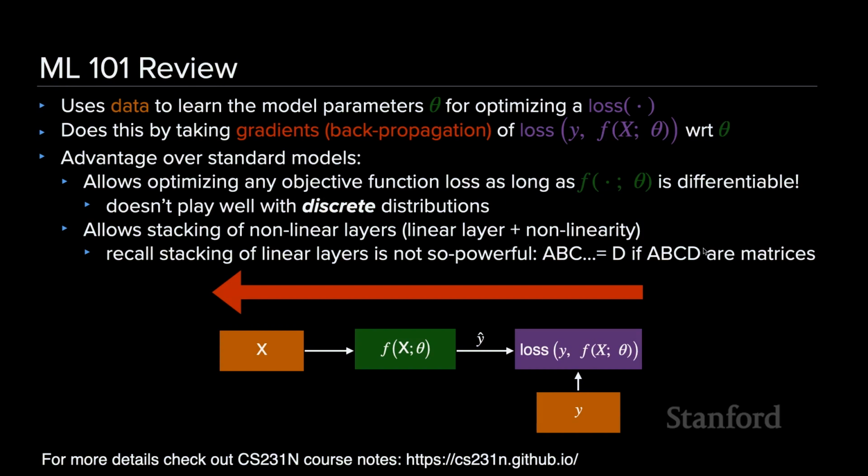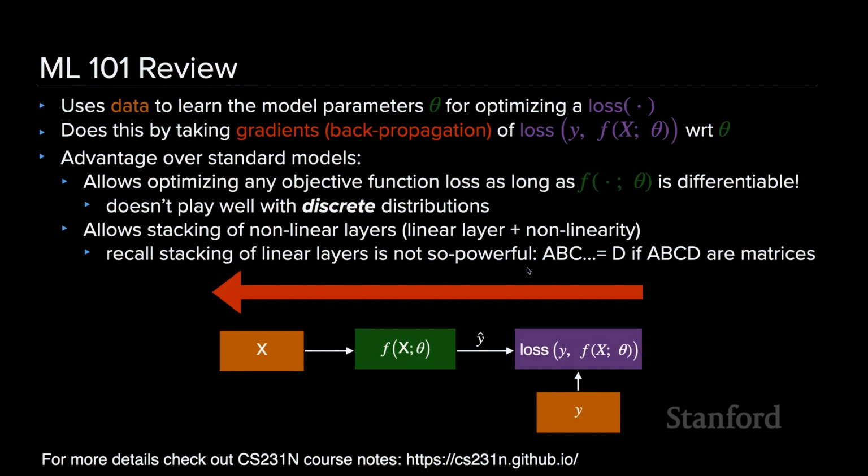The second main advantage is that it allows you stacking of these non-linear layers. So your model F need not be linear anymore. What is a linear model? It's basically multiplication. It's just a matrix, right? Matrix multiplication. And if you think about stacking of linear layers, going back to your linear algebra again, stacking of linear layers is basically not so powerful.